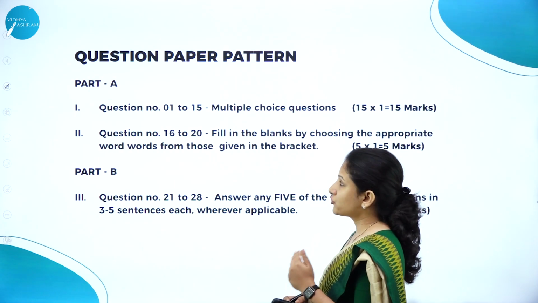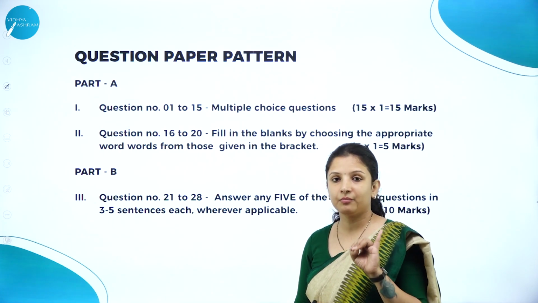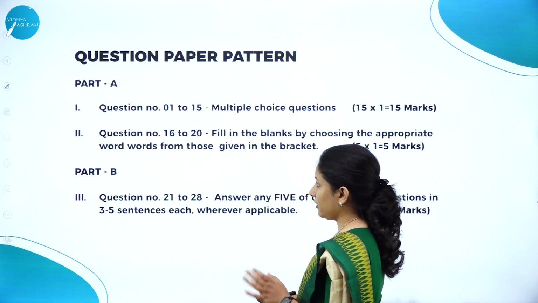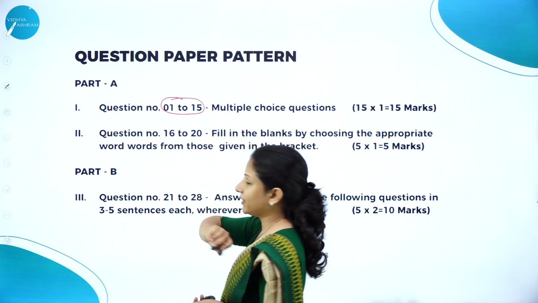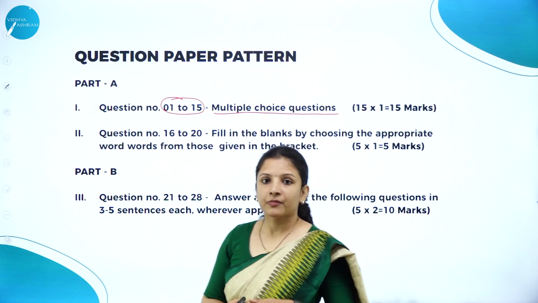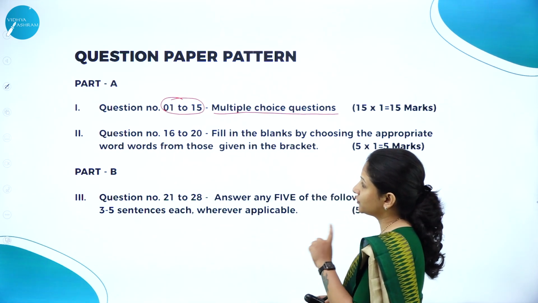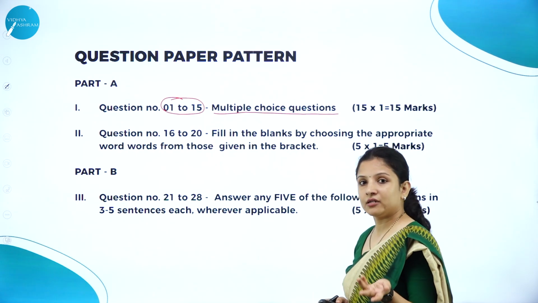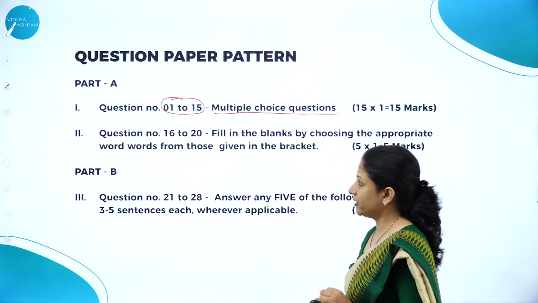So here, I told you earlier itself, it is divided into A, B, C and D, right? Part A, part B, part C, part D. Under part A, 15 questions will be asked. Question number 1 to 15 are entirely multiple choice questions, wherein 4 choices will be given. You have to choose the right answer. This is very difficult, because you have to study the whole textbook for this, because from anywhere the multiple choice questions can be picked up. So understanding the concept is very, very important.